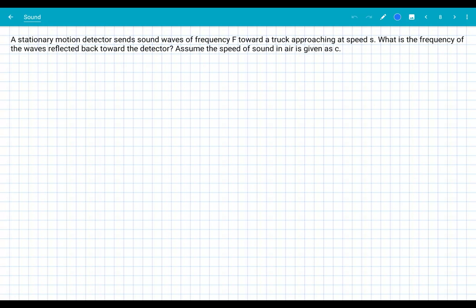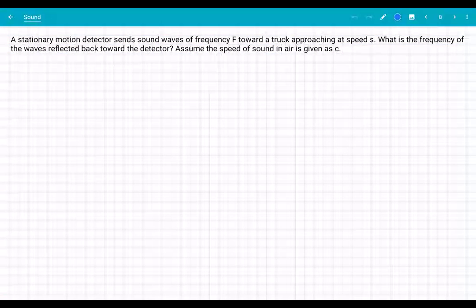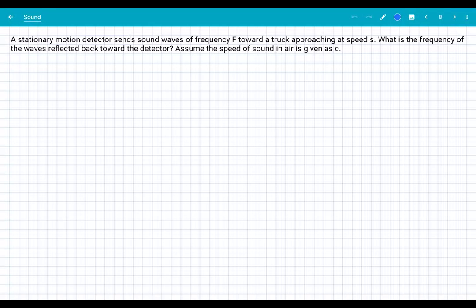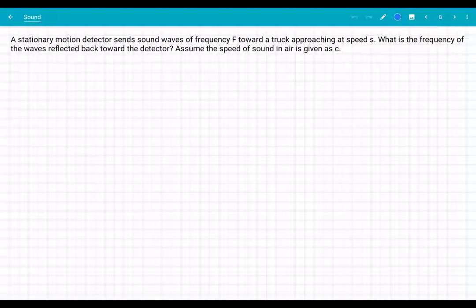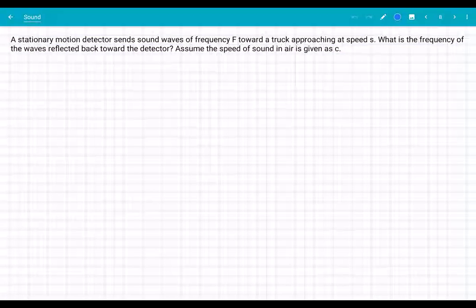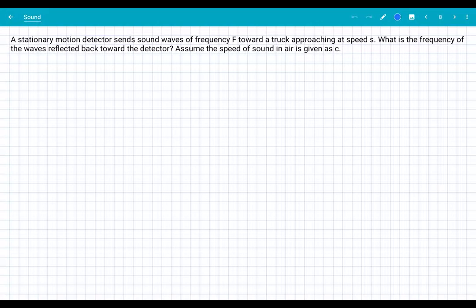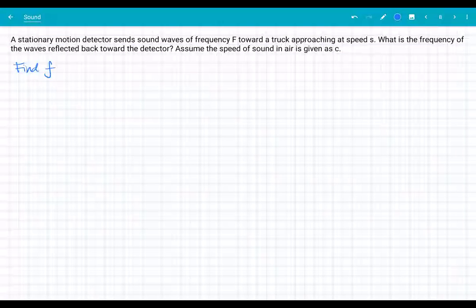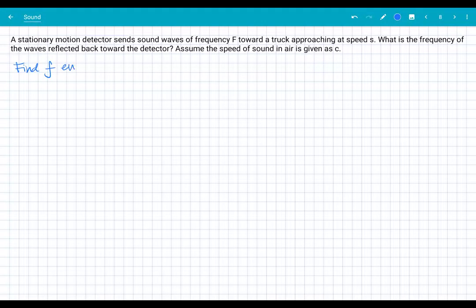So a couple things happening here, right? This truck is approaching the detector, and so the truck is going to, first of all, encounter the sound waves as it's approaching the detector. And then the truck is going to act as the source when it reflects the sound waves back. So I'm going to do this in two parts to hopefully make it a little more simple. First of all, we're going to find the frequency encountered by the truck.